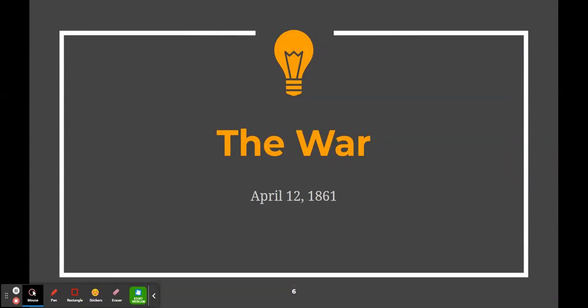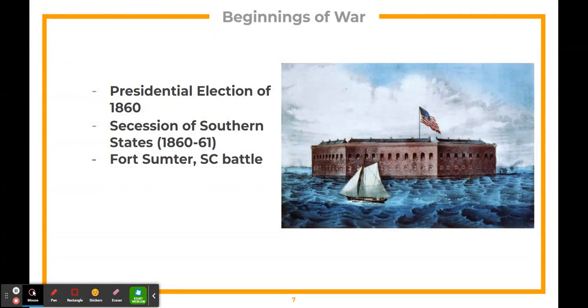So now let's go into the beginning of the Civil War. It started April 12th, 1861. The beginning started with the presidential election of 1860, where Abraham Lincoln was elected. And with his election, this prompts South Carolina to secede because they've had enough. He's a Republican, and he supported not allowing slavery to expand into the westward expansion territory. But South Carolina didn't want to take any chances, so they seceded.